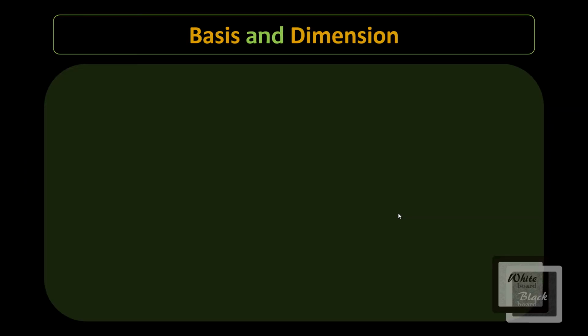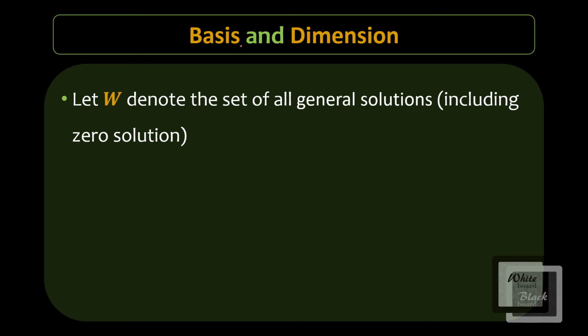Now we are in a position to define basis and dimension. In previous examples you have seen that if the number of linear equations is less than the number of unknowns, you will have infinitely many solutions, or a non-zero solution. Define a set W such that in that set W I store all the infinitely many solutions. Let us name those solutions U1, U2, and so on. You have an infinite number of solutions. Also there will be the zero solution. So W is the set of all the solutions of the homogeneous system of linear equations.